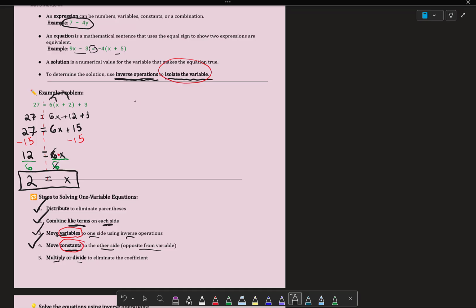Let's go back and just double check our answer. So I'm going to rewrite the original problem. The only difference is instead of writing x plus 2, I'm going to replace x with our solution, which was positive 2. Then we do the math. On the inside of the parentheses, 2 plus 2 is 4. 6 multiplied by 4 is 24. And 24 plus 3 is 27. So that checks out.